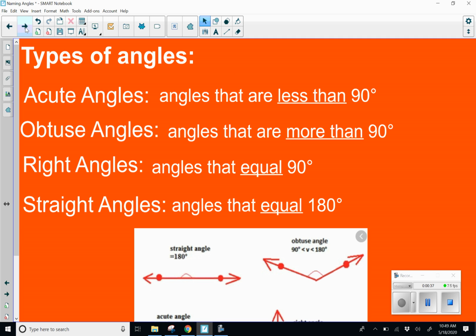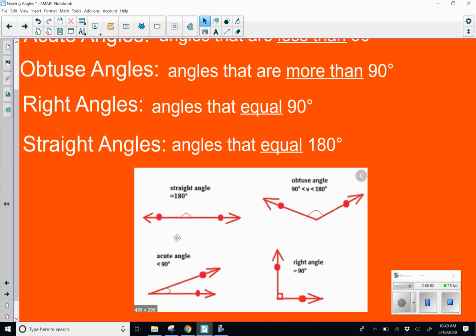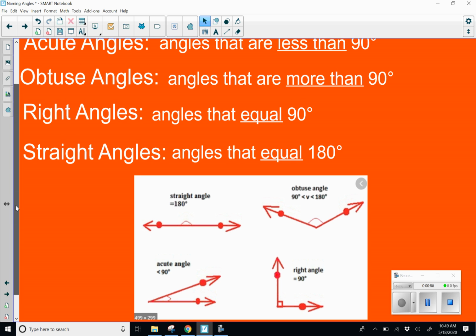Let's talk about the types of angles that we have. We have acute angles. You probably remember learning this as acute little angle as a way to remember it. Acute angles are always going to be less than 90 degrees. And taking a look down here on the bottom left, you can see an example of what an acute angle looks like. The next one we have is an obtuse angle.